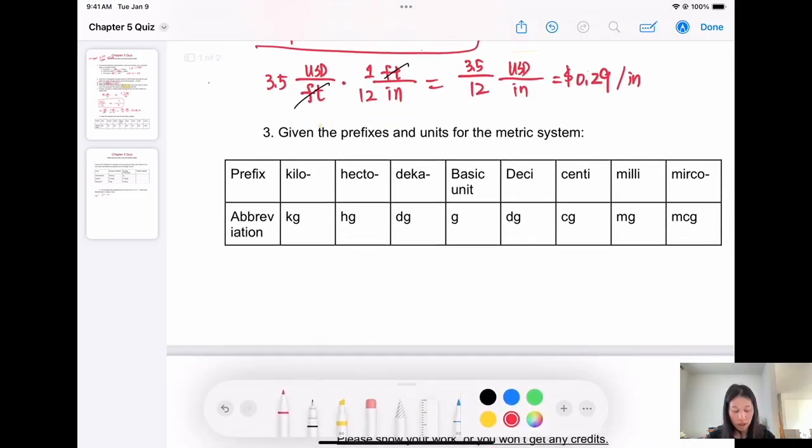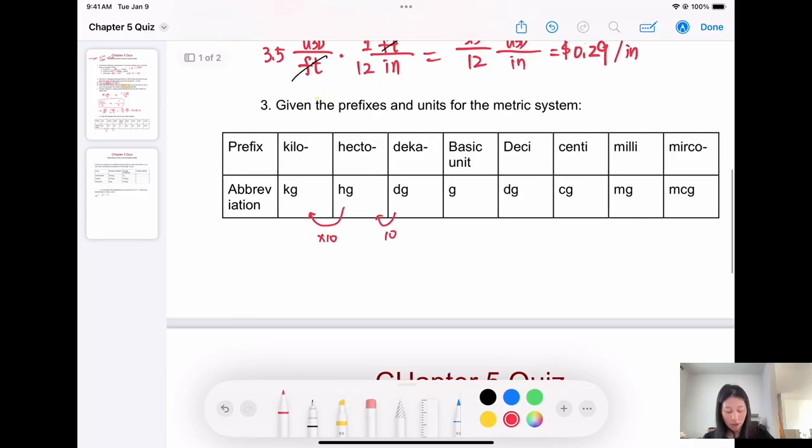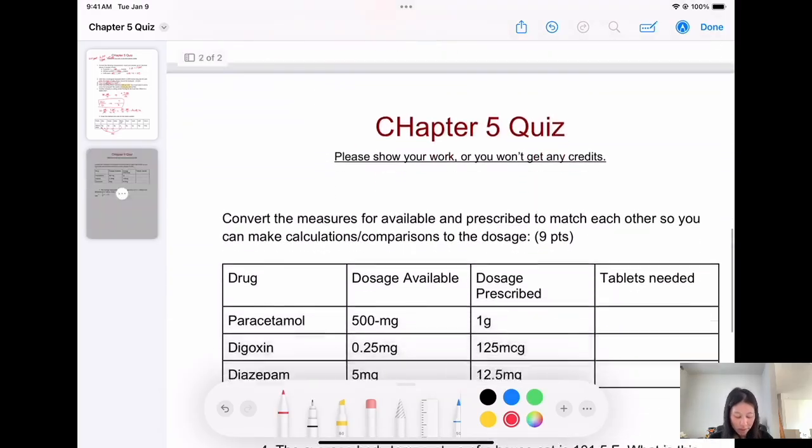Okay, so now this is the metric system. That means for each step, the conversion unit would be times 10. So for example, if it's for gram to kilogram, we have 10, 10, 10. So in total it will be 1,000. So that's how they convert it.